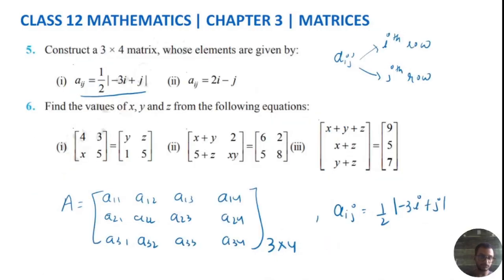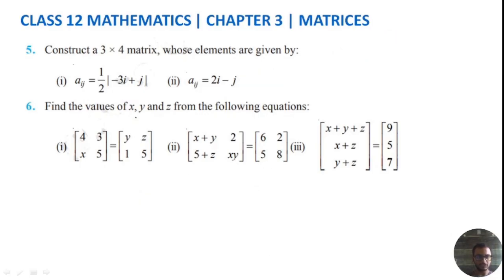Yeah, so in this question there is one more subpart with Aij given as 2i minus j. You do this as homework, as I did the hard part which involves the modulus function. So this you can do easily, right? So that's it for the fifth question. Let's move to the next question.